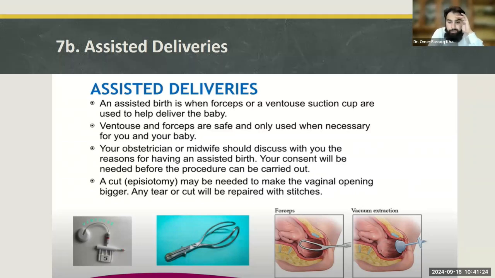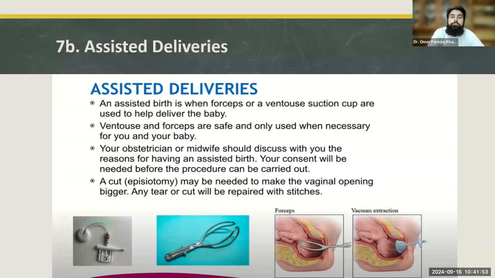So if a woman can't bear down, if a woman is exhausted from prolonged labor, and the baby is stuck in the birth canal for some reason, then the delivery can be assisted by a trained birth attendant, an obstetrician or obstetric nurse, and it should never be done at home or without the presence of trained birth attendants.